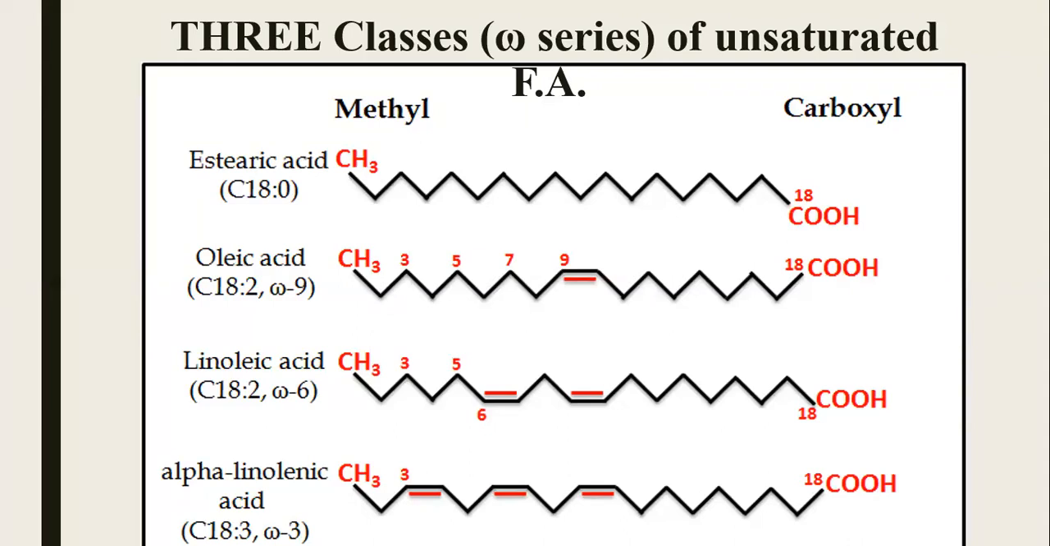The melting temperature of arachidonic acid, which contains 4 double bonds, is about minus 50 degrees. So as the degree of unsaturation increases, the melting point of the polyunsaturated fatty acid decreases. And in the saturated fatty acids, as the number of carbons increases, the melting point of the saturated fatty acid increases.